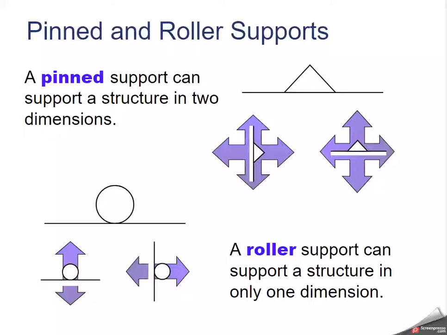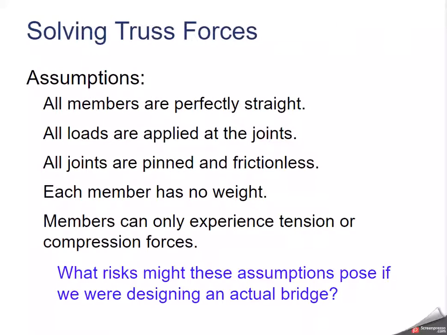We've got models of actual bridges we can look at later in class. So when we solve a truss, there are a couple of different things. We're starting at the basics. Basic assumptions you're going to work with when solving these trusses right now: all members are straight, all loads are applied to the joints, all joints are pinned and frictionless, and each member has no weight, and members can experience tension or compression forces. Again, we know all these aren't true, but once you become a structural engineer, you can go more advanced. We've got to start at the kindergarten level for these.